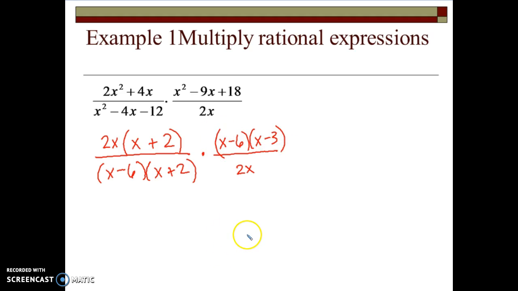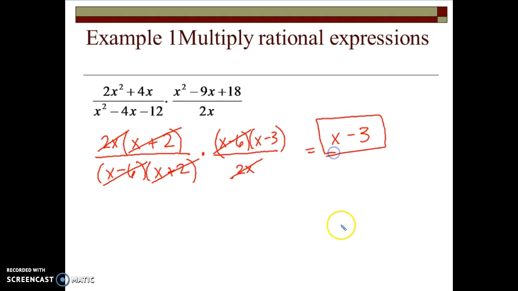And now I want to cancel out anything that's on the top and the bottom. So I have a 2x and a 2x that cancel. I have an x plus 2 and an x plus 2, and an x minus 6, x minus 6. And then I'm going to take whatever's left and multiply straight across. Well, I have nothing on the top except for x minus 3 and nothing on the bottom. So that means my answer is just x minus 3. So you factor, cross out, and then multiply straight across.